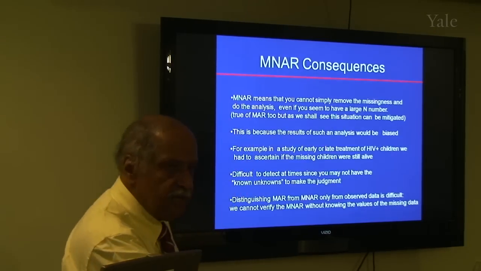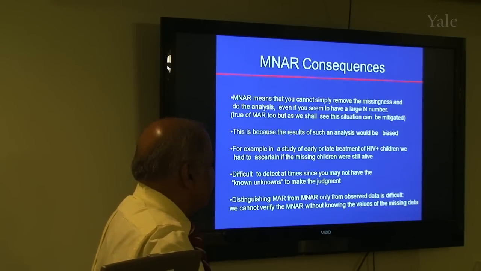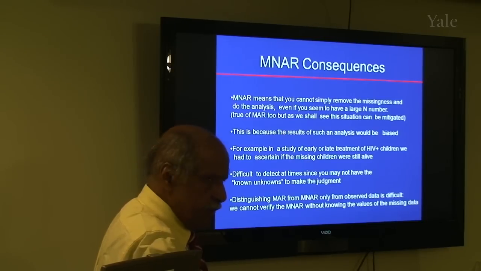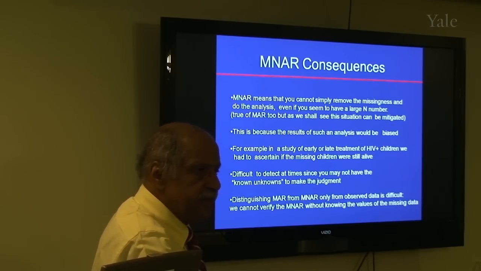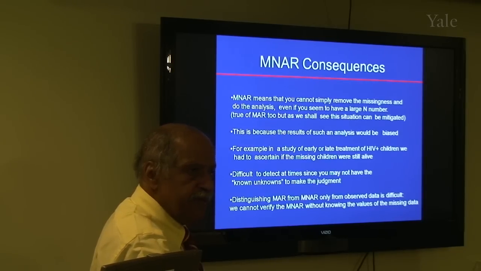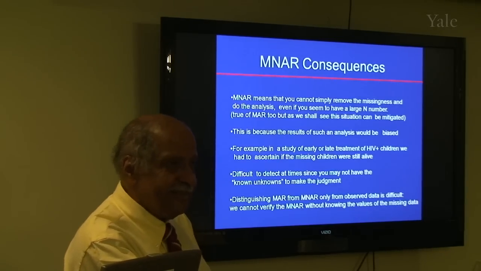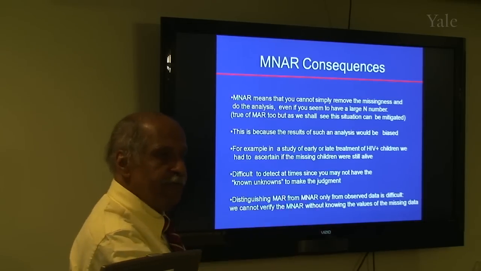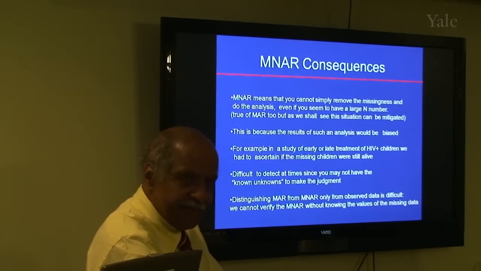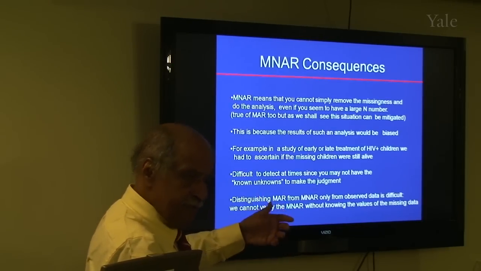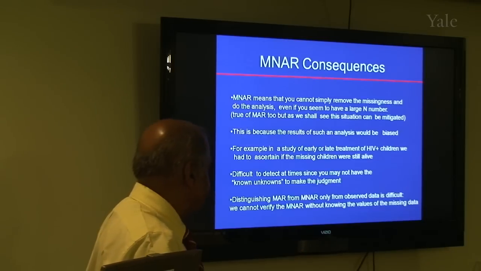The consequences of missing not at random means that you simply cannot remove the missingness and do the analysis, even if you seem to have a very large N number. In the case I cited above, if out of the 9 million, most of the 60,000 people who were missing and dropped out of the system, we were looking at industrial accidents, is because they had an industrial accident, then running the remaining data, however impressive the N number, is going to give you false results. So not only is the remaining data biased in this case.